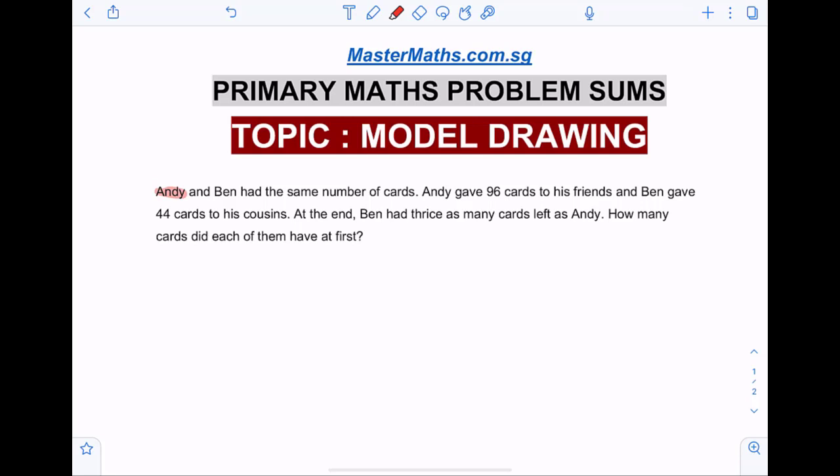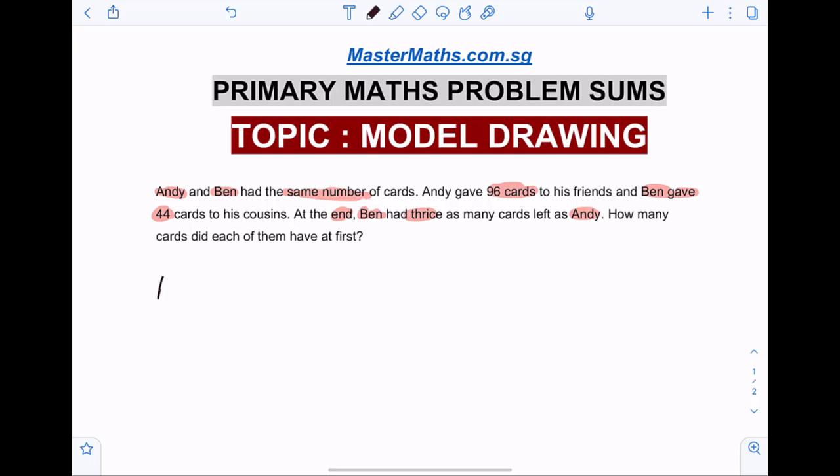Andy and Ben had the same number of cards. Andy gave 96 cards to his friends and Ben gave 44 cards to his cousins. At the end, Ben had twice as many cards left as Andy. How many cards did each of them have at first?